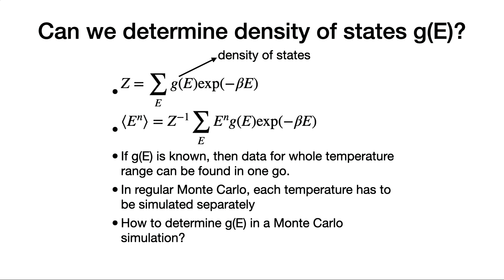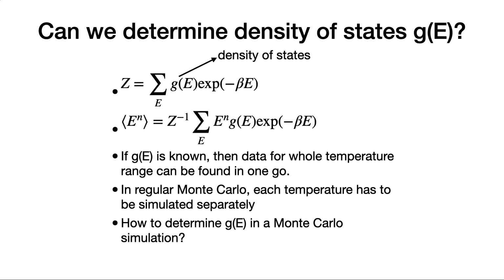Now suppose I gave you G of E. If G of E is known, then the data for the whole temperature range can be found in one go. I don't have to do simulations at various temperatures. I just have to use this formula to find the answer in one go. So if I had to do 100 temperatures earlier, I would have to do just one simulation in this one. In regular Monte Carlo, each temperature has to be simulated separately.